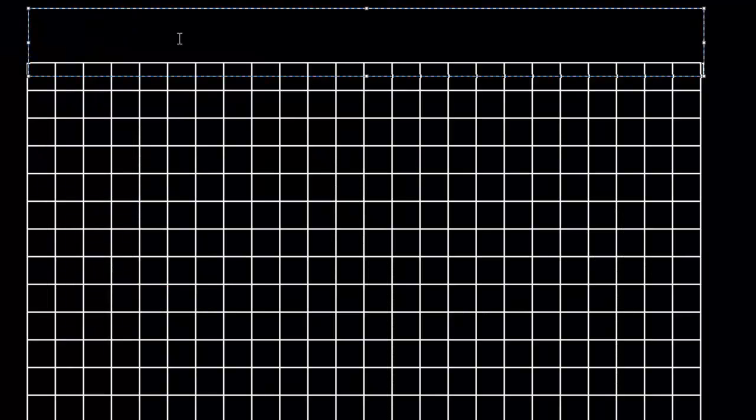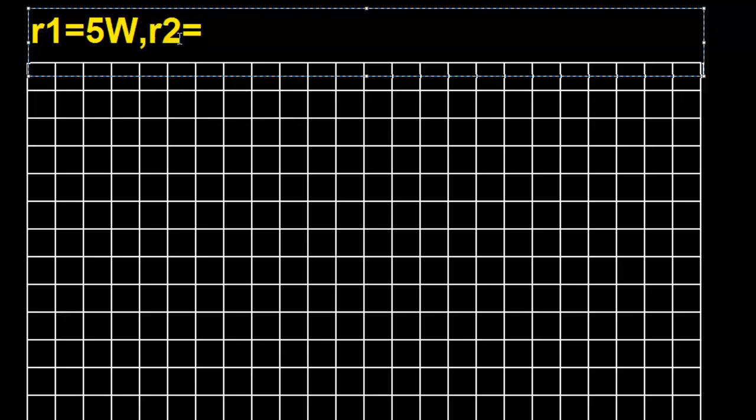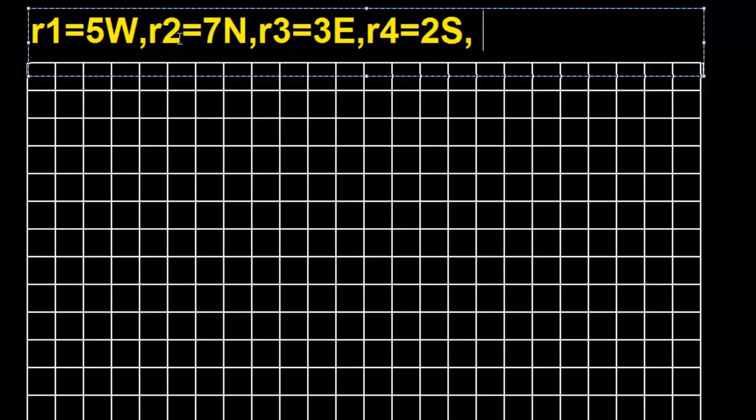Let's take inventory of what we have. We have 5 vectors. Vector 1, R1 equals 5 kilometers west. Vector 2, R2 equals 7 kilometers north. Vector 3, R3 equals 3 kilometers east. Vector 4, R4 equals 2 kilometers south. And the last vector is R5 equals square root of 32. Okay, well, these are obviously vectors. They have a magnitude and a direction. Let's try to draw them.